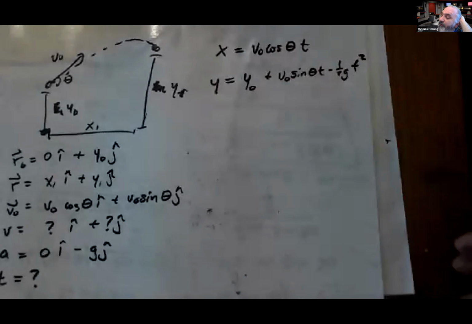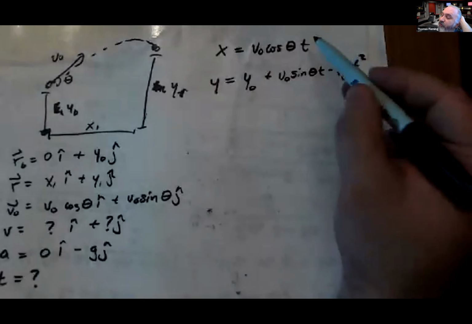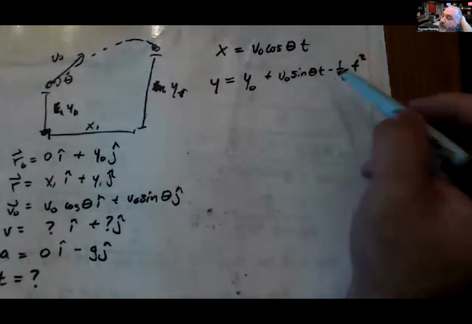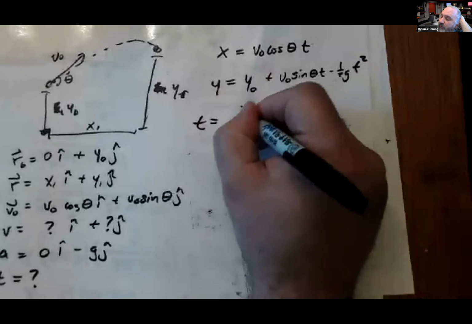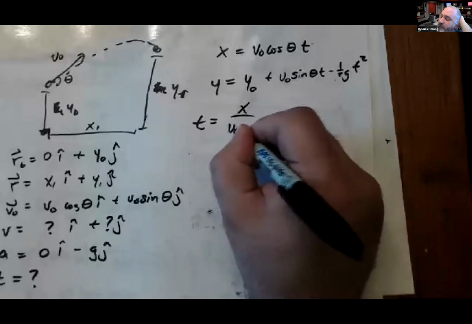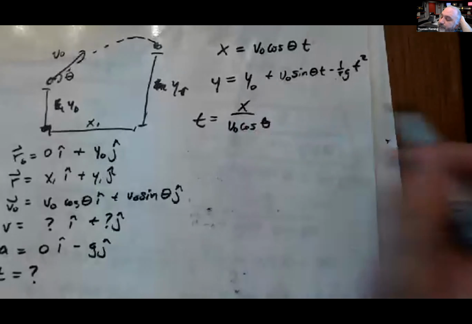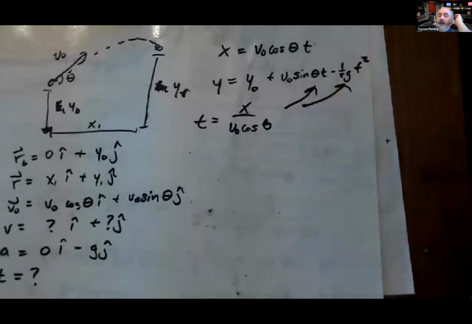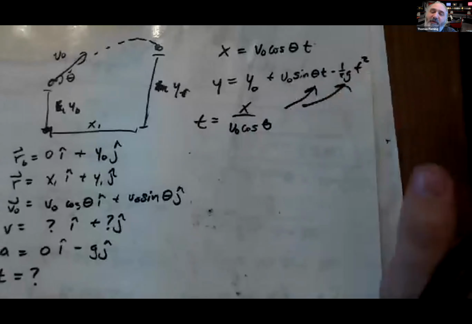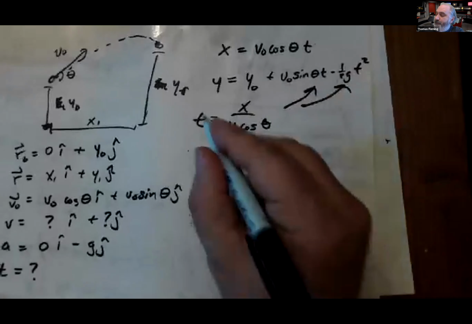Now, let's do this. Let's get t out of here by solving this for t and plugging it in there. If I solve that for t, I get that t equals x final divided by v initial cosine theta. I'm going to plug that here and here. And this is going to look algebraically kind of messy for a second, so just bear with me.